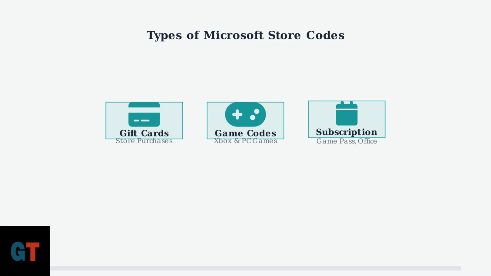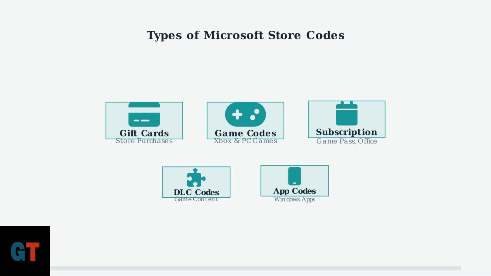Gift cards provide monetary value for any Microsoft Store purchase. Game codes give you specific game licenses for Xbox and PC. Subscription codes unlock services like Xbox Game Pass and Microsoft 365. DLC and add-on codes provide downloadable content for existing games, while app codes unlock Windows Store applications and utilities. Each code type serves a specific purpose in the Microsoft ecosystem.